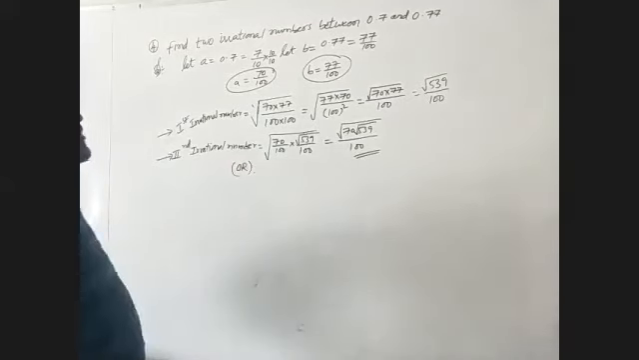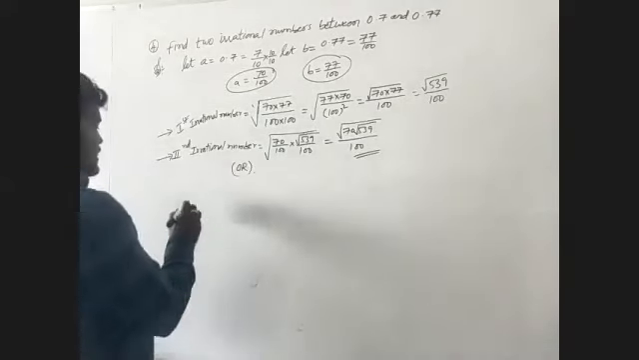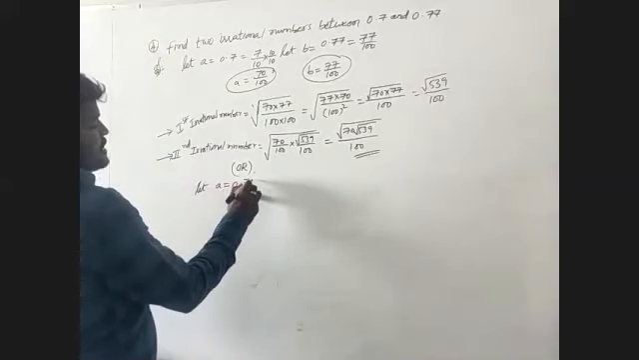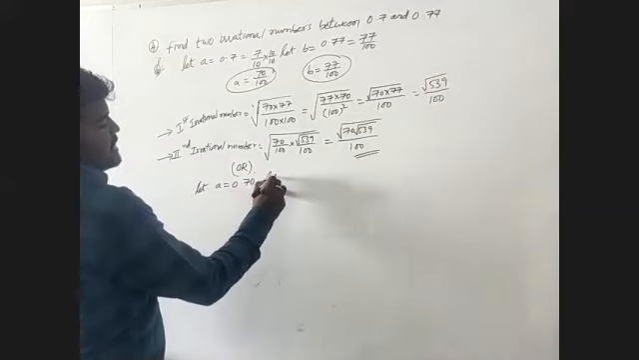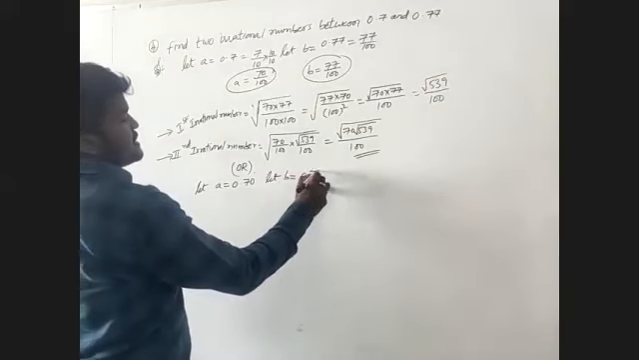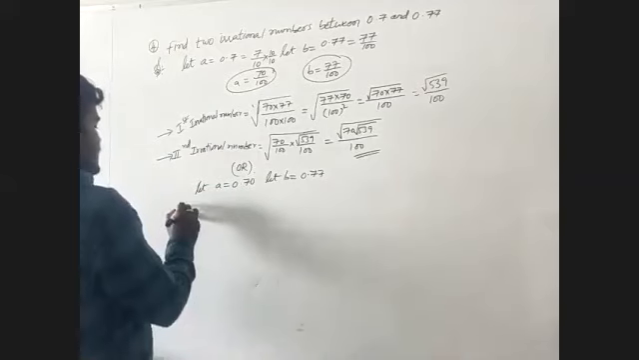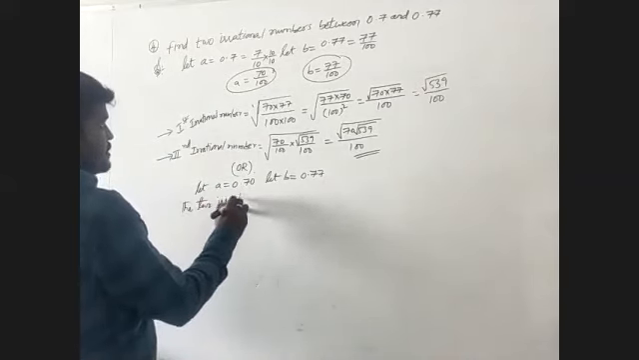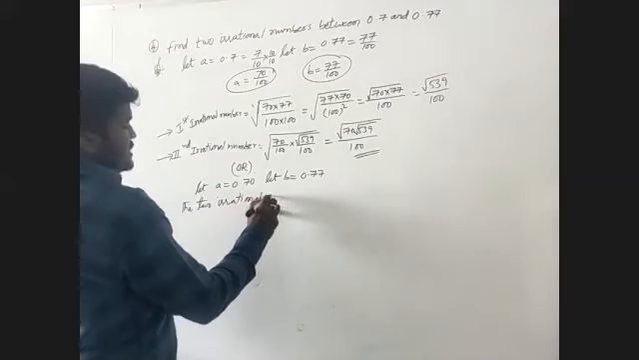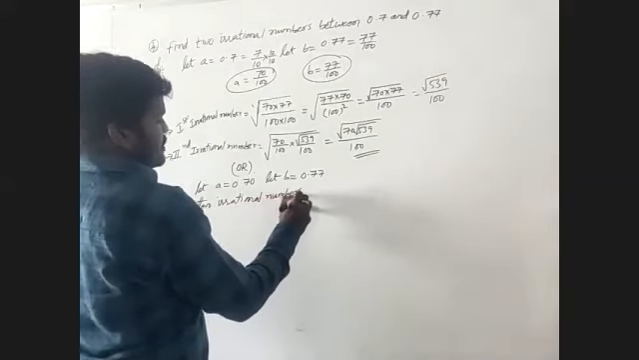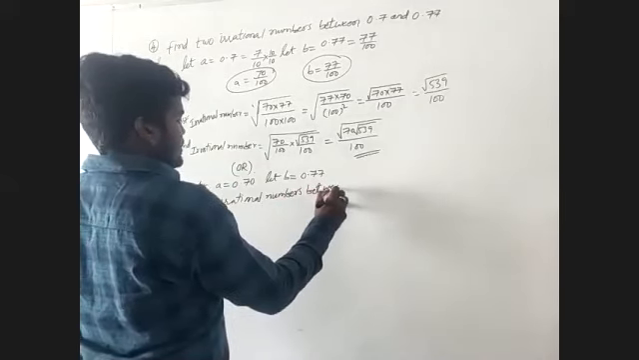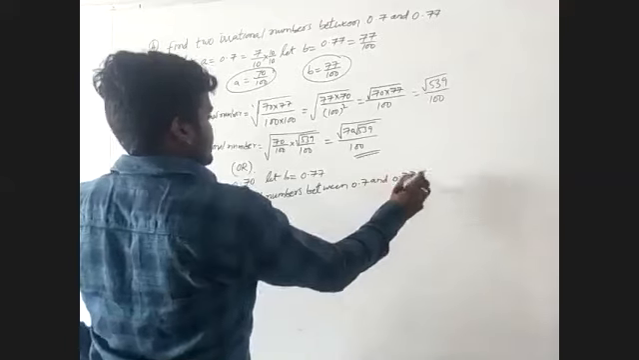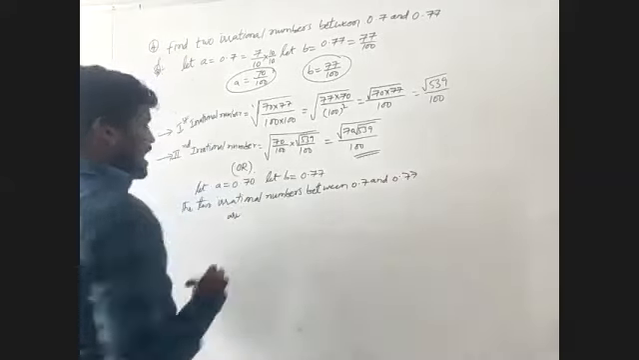Another method for this problem is that A becomes 0.70, and let B be equal to 0.77. The two irrational numbers between 0.7 and 0.77 are as follows.